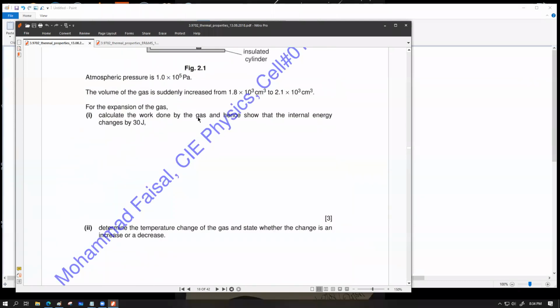Here, V is increasing, so T will decrease. Q equals to m c delta theta, no. PV equals to 1/3 m v square, PV equals to 3/2 kT. Exactly. No, PV equals to 3/2 kT, no. P equals to 1/3 rho c square. Sir, PV is equals to NkT. PV equals to NkT.